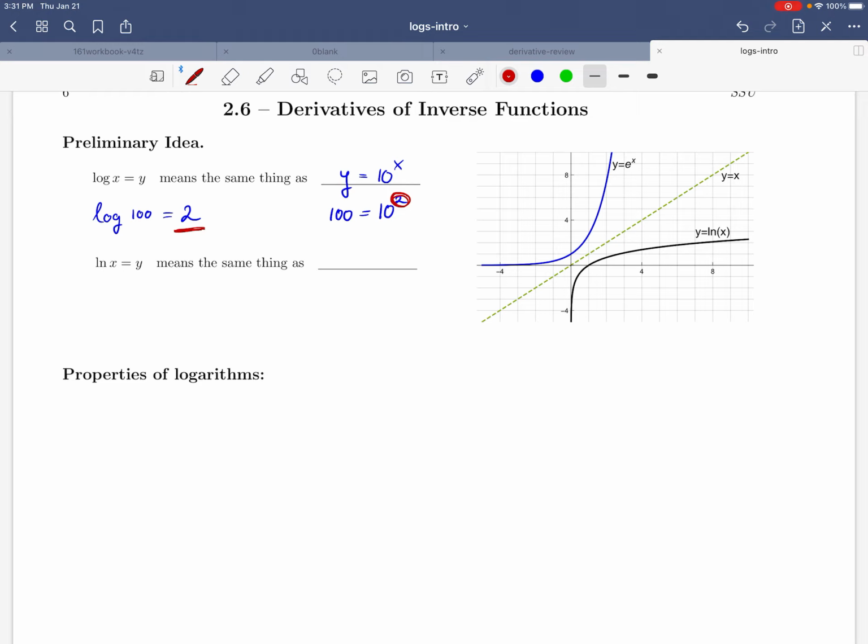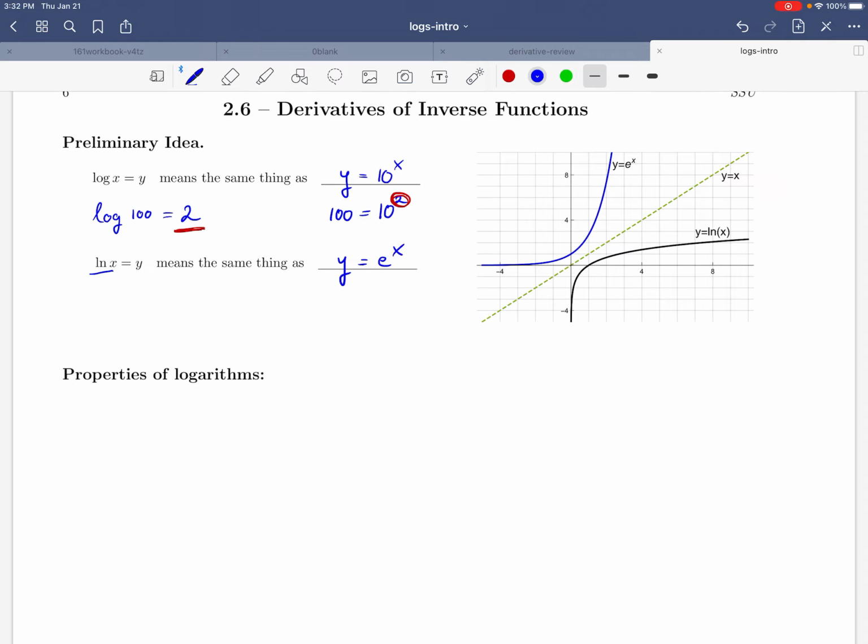Now, log uses a base of 10, so it corresponds to the exponential function 10 to the x. When we talk about the natural log, or ln of x, then we are talking about the exponential function e to the x. So the ln of x is equal to y means the same thing as y is equal to e to the x.